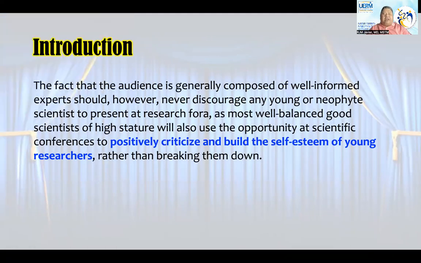Now, the fact that the audience is generally composed of well-informed experts should, however, never discourage any young or neophyte scientists to present at research fora, as most well-balanced good scientists of high stature will always use the opportunity at scientific conferences to positively criticize and build the self-esteem of young researchers rather than breaking them down.